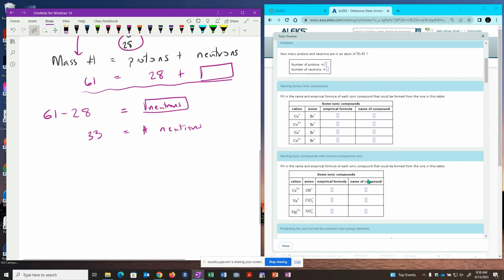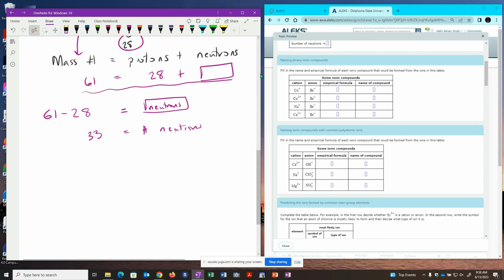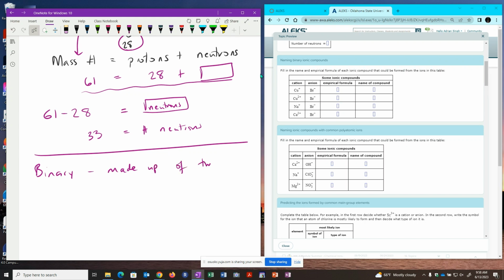All right, the third question here looks at naming binary ionic compounds. So binary just means made up of two components. And then ionic means that ions are involved. Okay, and ions are things that are charged, meaning they have a positive or negative charge.